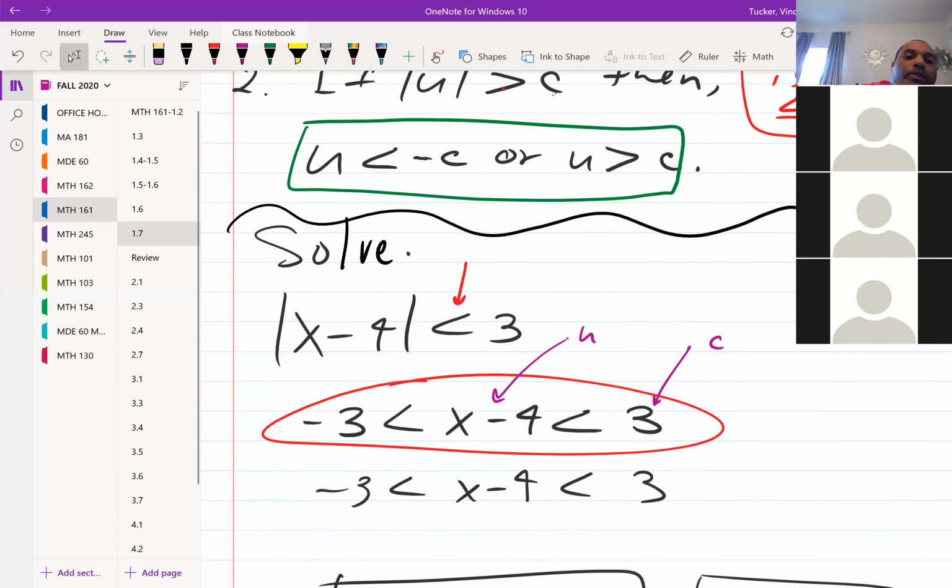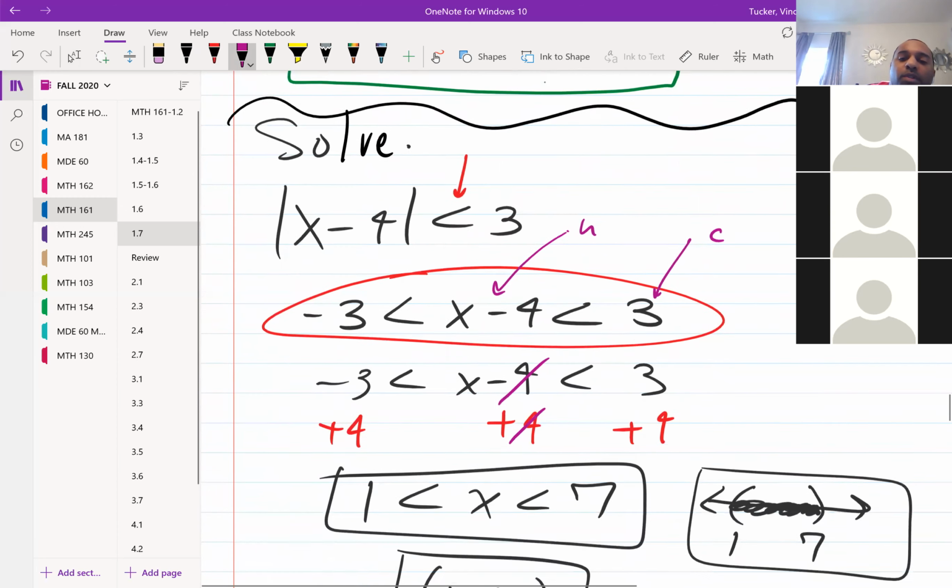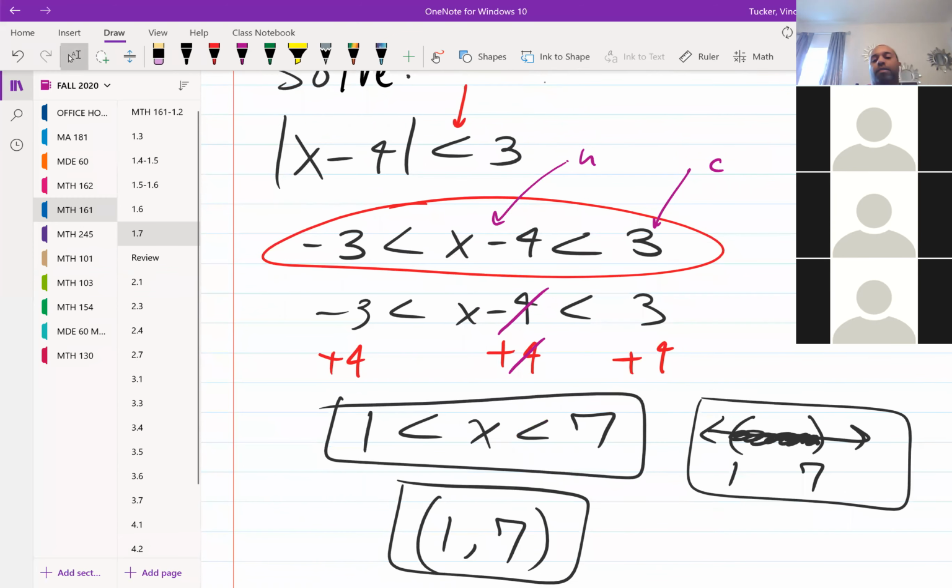All right, so from there you solve your 3-part inequality, add 4 to all 3 pieces. 4's cancel in the middle. And we have those 3 representations of our answer.